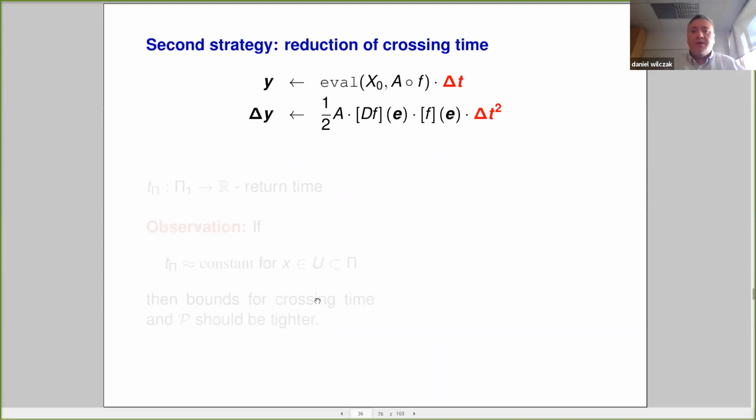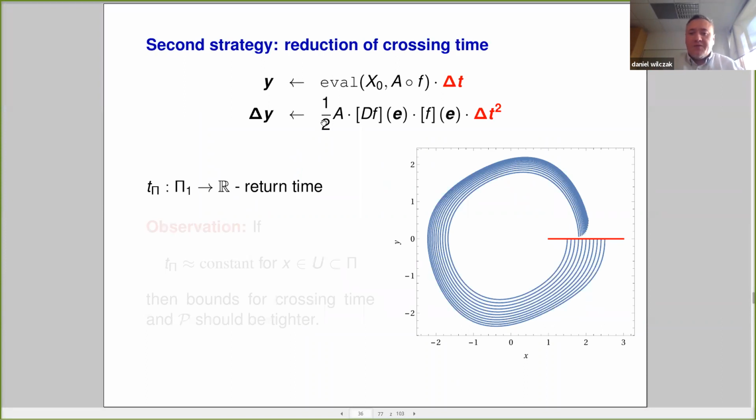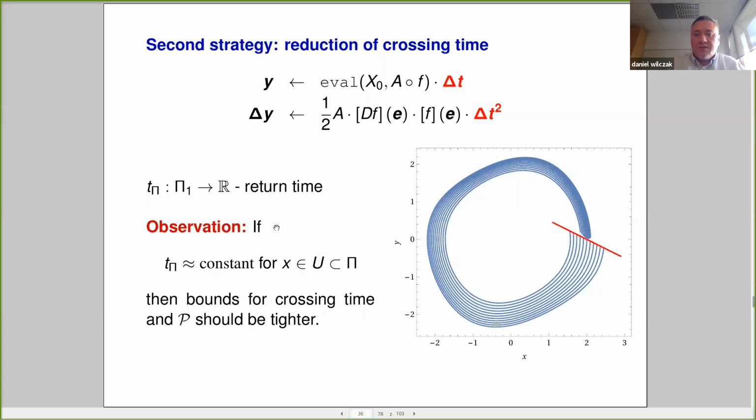The second strategy comes from the fact that we can play with the section itself. So we want to make those two quantities y and delta y as small as possible, but also by playing with the section. And here is a little observation. If the section is chosen so that the return time is almost constant for our set of initial conditions, then this crossing time is smaller, tighter, and probably the bound for the Poincaré map will also be better.